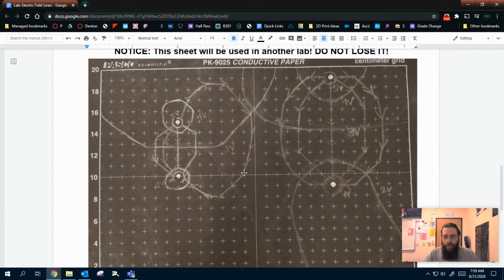So here you could see we have arrows going from the higher potential, or like this dot started at 6 volts and this one started at 0. And the same thing over here. This dot started at 6 and this dot was 0. Good.